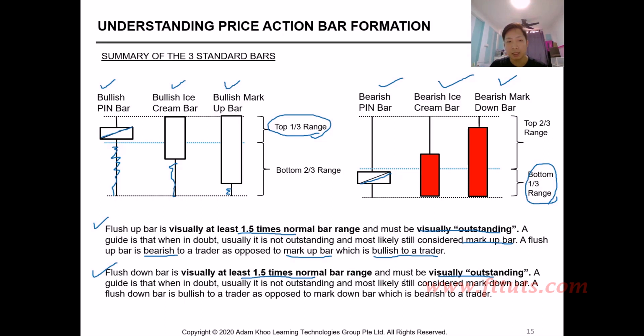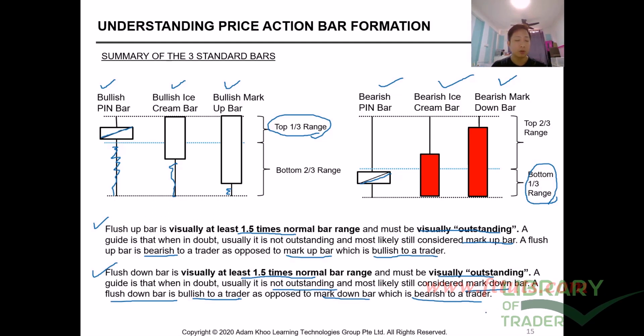Okay, same thing for a flush down bar. If it's not outstanding, it's usually what we call a markdown bar. Okay, and a flush down bar is bullish to a trader when you see it form a very outstanding red bar, right? As opposed to a markdown bar, which is bearish to a trader. So you need to think a bit differently now, because now you're a price action trader. The significance of the different bars. Okay, so this is a very basic formation. We call it the EXE bars over here that I just covered.